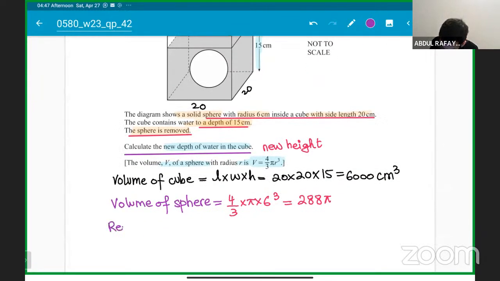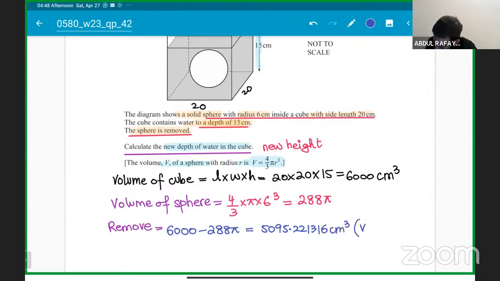तो हम ये कहेंगे कि जब हमने, अब आ गया कि आफ्टर रिमूविंग, हमने रिमूव कर दिया सर, जब हम रिमूव कर देंगे स्टूडेंट्स, तो क्या हो जाएगा? वॉल्यूम हो जाएगा 6,000 माइनस 288 पाई, एम आई करेक्ट? वॉल्यूम ऑफ क्या हो जाएगा? 6,000 माइनस 288 पाई। तो जो भी आ रहा है, दैट इज द वॉल्यूम आफ्टर द क्यूब इज बीइंग रिमूव्ड, ओके? दैट इज द वॉल्यूम, दिस इज द वॉल्यूम सर, 5,095.221316 पूरा लिख लेते हैं, सेंटीमीटर क्यूब। दिस इज द वॉल्यूम, वॉल्यूम आफ्टर, ओके?